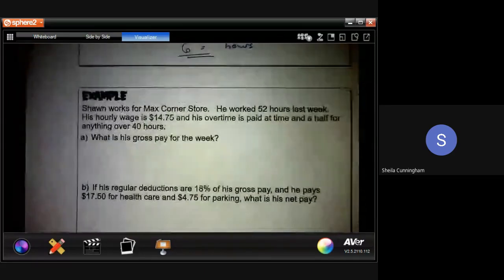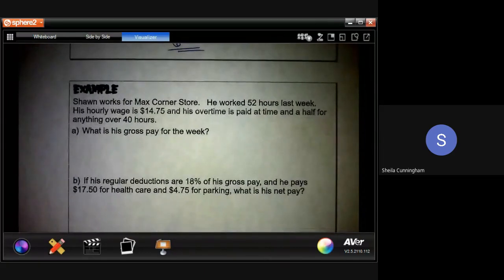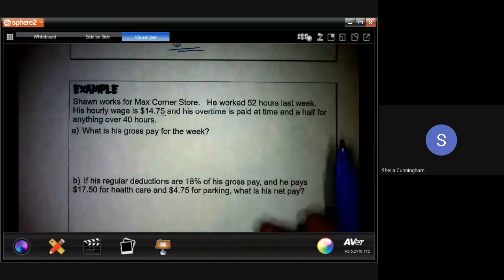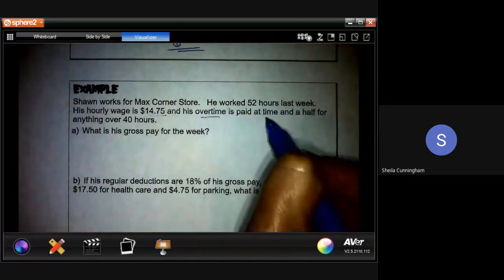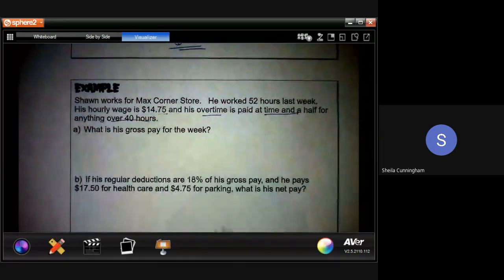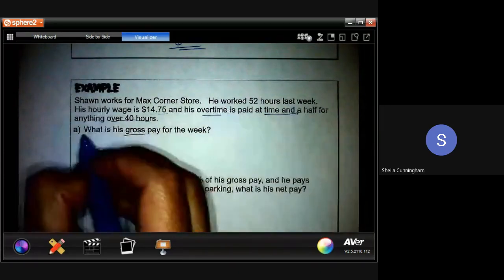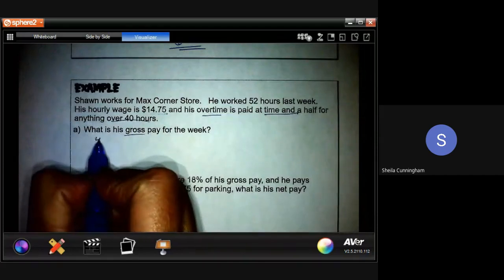Okay, Sean works for Mac's Corner Store. He worked 52 hours last week. His hourly wage is $14.75, and his overtime is paid at time and a half for anything over 40 hours. So we want to know, what is his gross pay for the week? Well, gross pay is everything included, so we have to start initially with his regular pay.